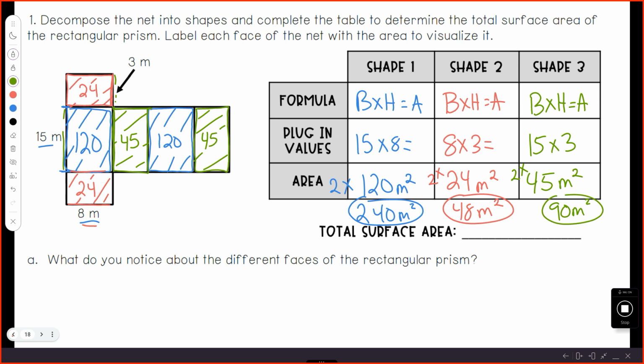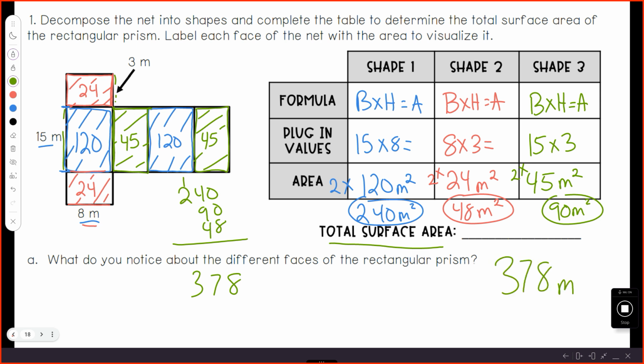So our 6 faces all have a combined area, and for us to find that out, now we've got to add that up. So we're going to take 240 and add it to 90 and add that to 48. And when we do, we'll get 8. 4 plus 9 is 13 plus 4 is 17. And 3. I sure feel like I messed that up, but maybe not. 8, 17, yep. So our total surface area is 378 meters squared.